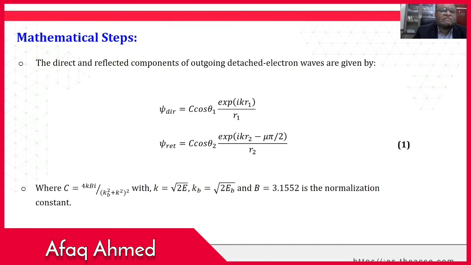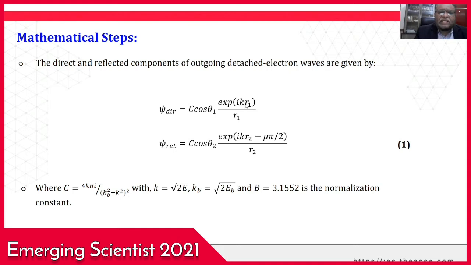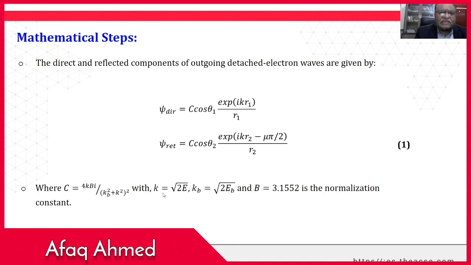For the mathematical steps, the direct outgoing wave is represented by this expression, where C is a constant given by 4k k_b over (k_b square plus k square) whole square, and exponential i k r1 over r1. Here k is related to the detached electron energy, k_b is related to the binding energy or the electron affinity of the hydrogen negative ion, and p is the normalization constant.